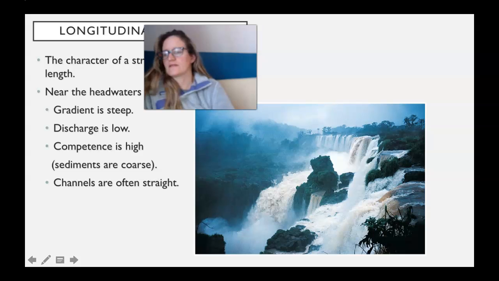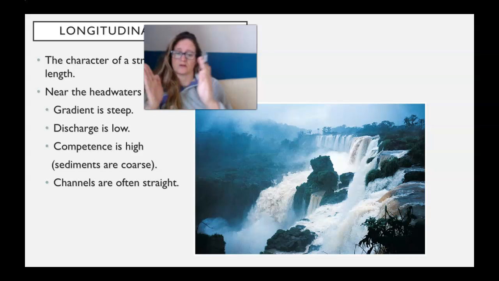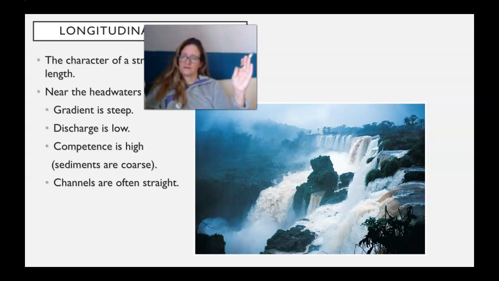Just to summarize that, then, near the headwaters, the gradient is steep, the discharge is relatively low, the watershed at this point is relatively small. As you go downstream, the watershed gets bigger and bigger, and the discharge is going to increase because there's more surface area where precipitation is falling, so it gets bigger.